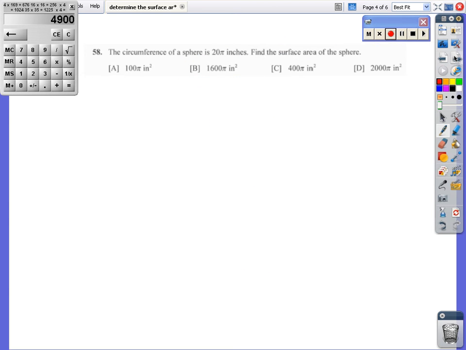All right. Here, okay, a little bit different. They're giving me a circumference of the sphere. Not a radius, not a diameter, but I need the radius. Okay, so circumference formula, the circumference is 2 pi r. And they told me that the circumference is equal to 20 pi. So I'm going to set these two equal to each other because they told me that the circumference is 20 pi.